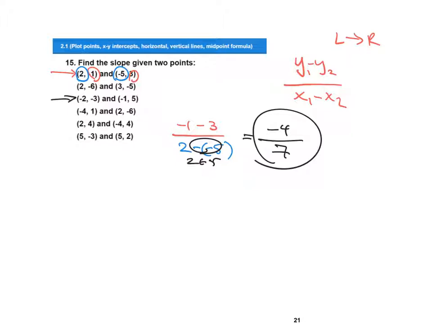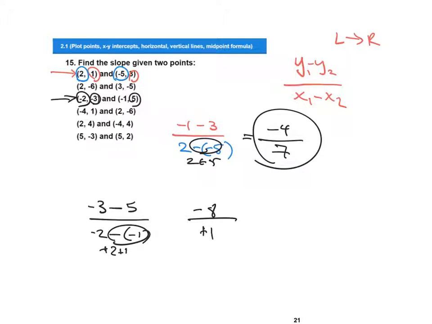Let's look at this third one. -2, -3, -1, 5. I like to start here. So -3, subtract 5. And then -2, subtract -1. So -3 minus 5 is -3 plus a -5, which would be -8. And then this goes to addition. So that'd be +1. The slope is still -8.